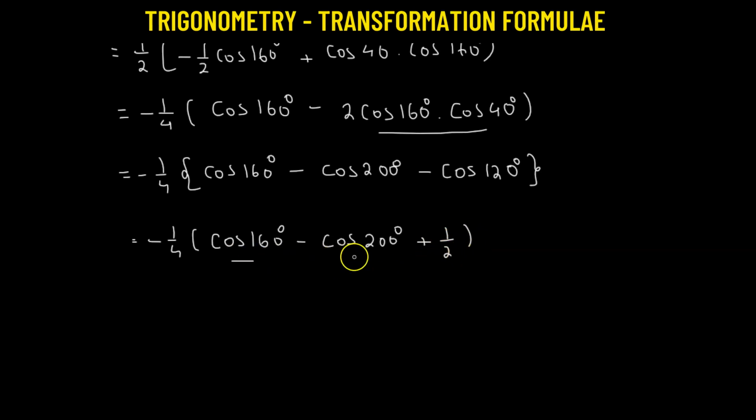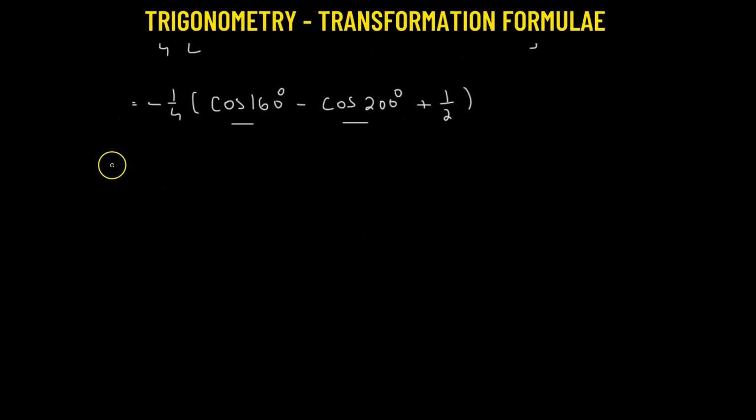Now our goal will be to obtain the value of cosine 160 and cosine 200. So let's apply the same idea. Cosine of 160 degrees can be expressed as cosine of 180 degrees minus 20 degrees. Whenever we have 180 minus 20, that's going to be cosine 20 degrees. In the second quadrant, we are going to get a negative value. So we have negative cosine 20 degrees.